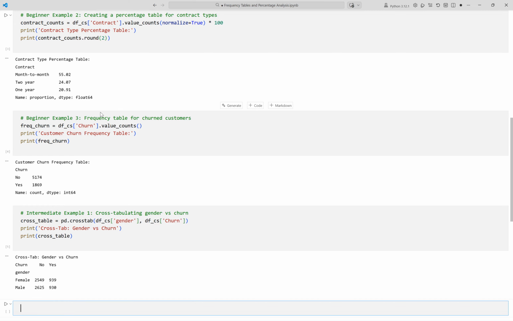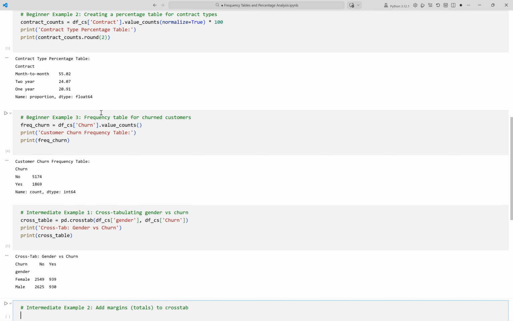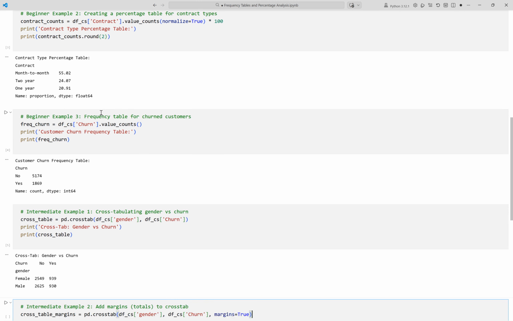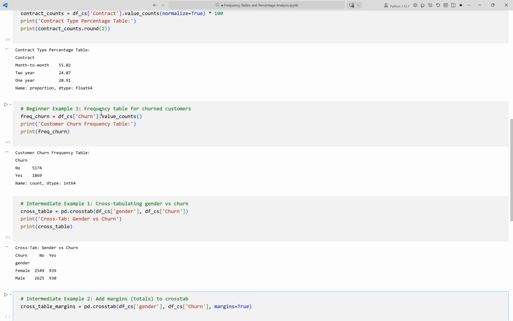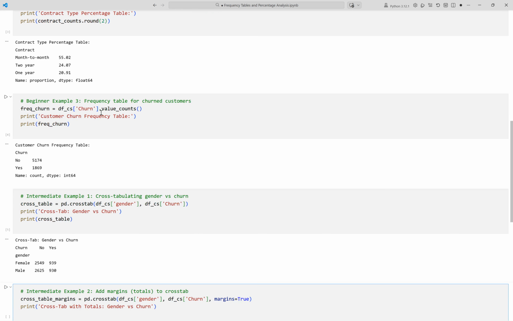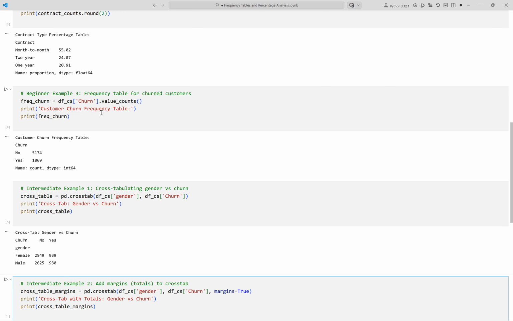Adding totals to our cross-tabulation helps spot overall trends quickly. We recreate the cross-tab, this time showing totals for each row and column. We print the cross-tab with totals, making it easier to interpret. We display the overall frequencies at the bottom and rightmost side.